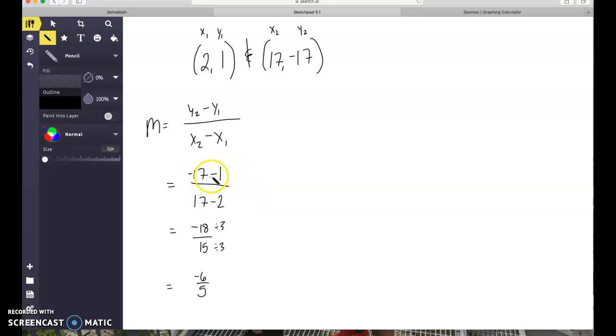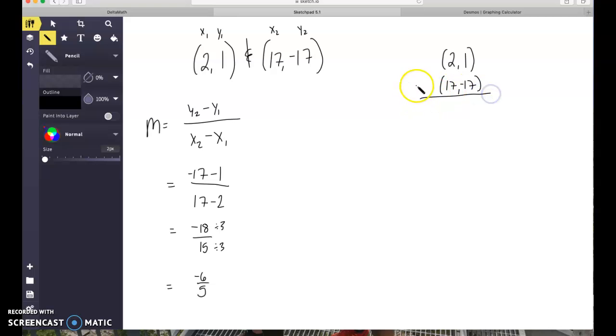That's one way I could go about this problem. If you're struggling to fill in your y2, y1, x2, x1, because the order of how you fill this in matters, right? So if you're getting your numbers mixed up as you're filling in your formula, which sometimes happens, another strategy that you can use is writing your points vertically, meaning up and down.